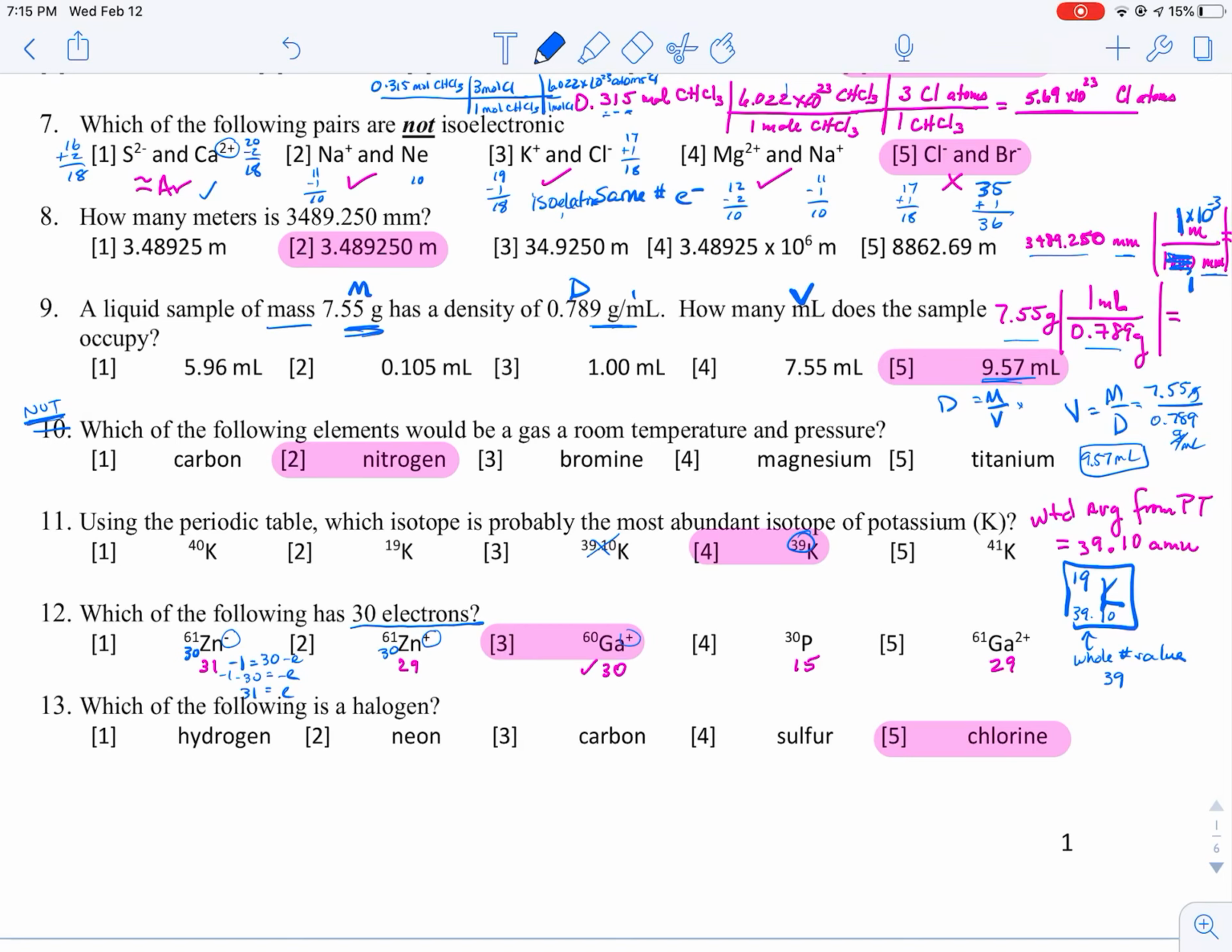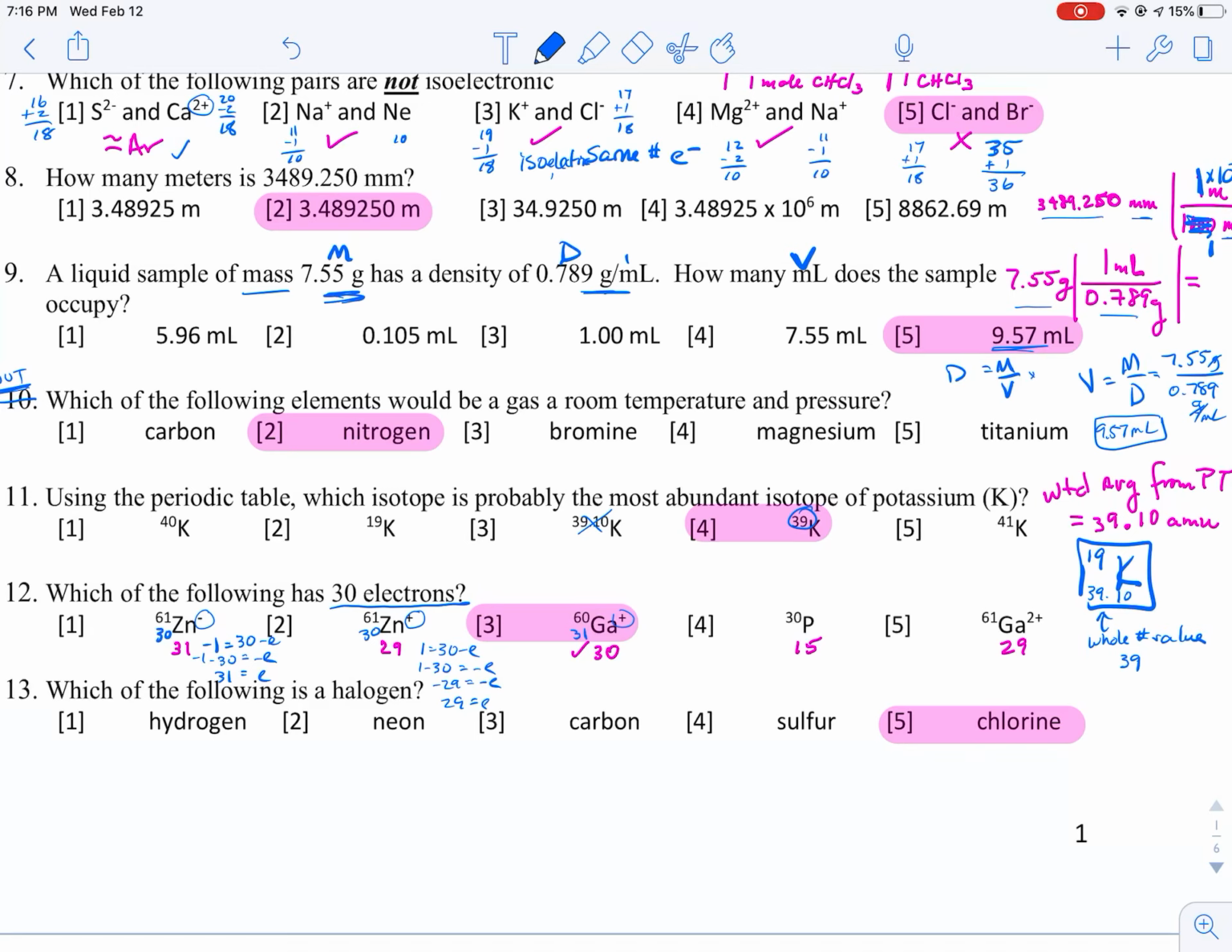Zinc, again, 30. This is just that 1 is equal to your 30 minus your electrons. So 1 minus 30 is equal to your negative number of electrons. So negative 29 is your negative number of electrons. So 29 is your number of electrons.